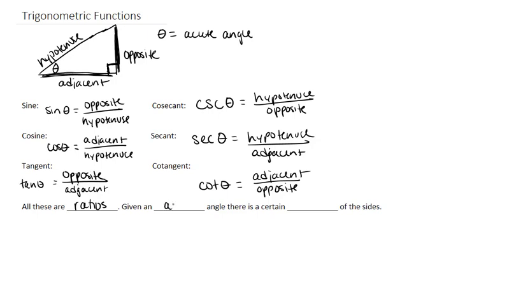Given an acute angle, there is a certain ratio of the sides. Meaning, if we have a certain degree of an angle, these sides all must be a certain number in order to be equal. This is helpful when we need to find either angles or certain sides of an acute angle triangle. So now let's go over some examples.